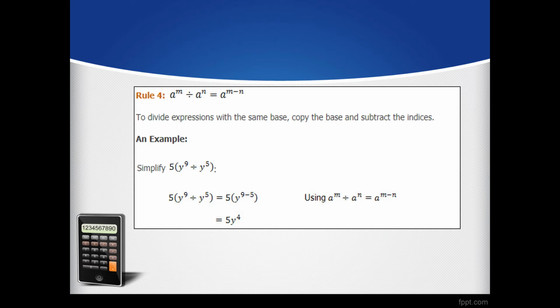For example, 3 raised to 5 divided by 2 raised to 6. They do not have the same base, so you cannot divide them.